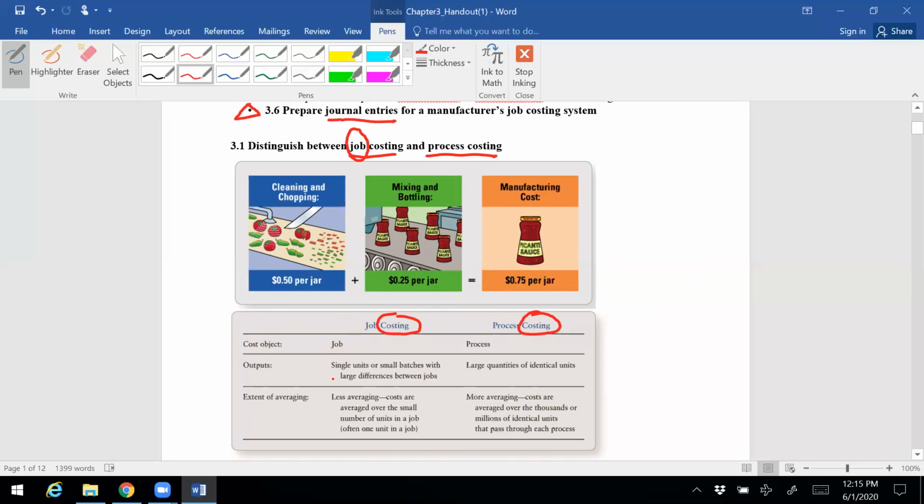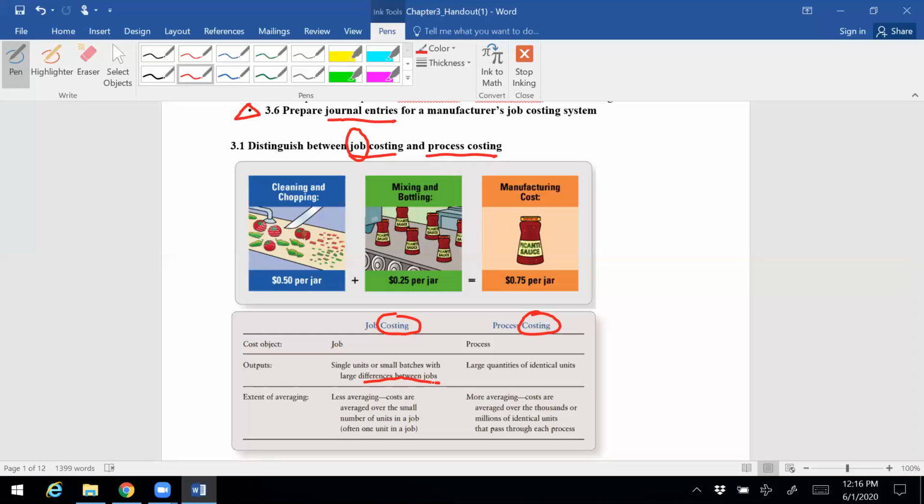We use it when we have very different, unique jobs, different between jobs. Your textbook gives many examples like jewelry design, each client for a CPA firm, or a hospital, because each job is different from other jobs. In that situation, we have to find the cost for each specific job. So we call it job costing. It's related to each job.